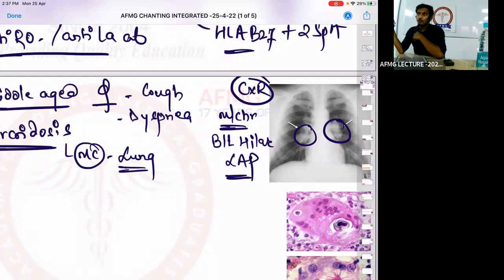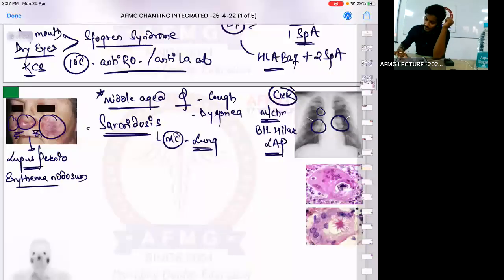Memorize this X-ray completely, okay? There would be enlargement of the lymph nodes, of the hilar lymph nodes on both the sides. So bilateral hilar lymphadenopathy in a middle-aged female, you can close the case. Answer would be sarcoidosis in the patient. Along with that, sometimes you can also see mediastinal lymph node enlargement at times. Okay? So remember this.